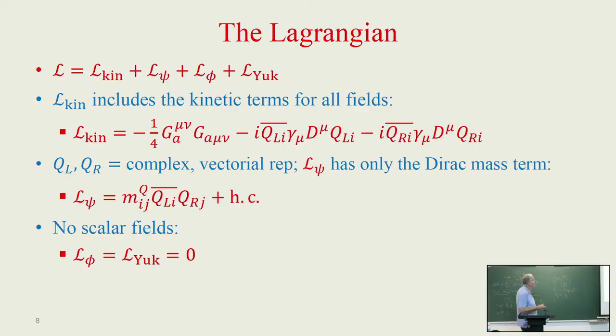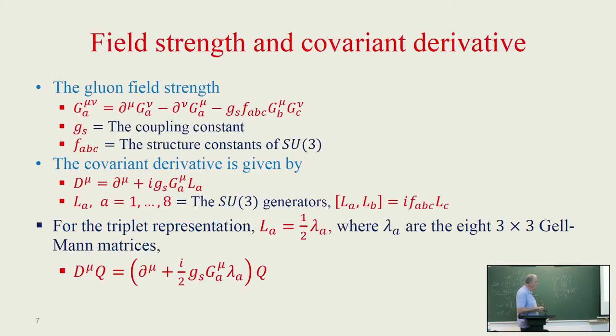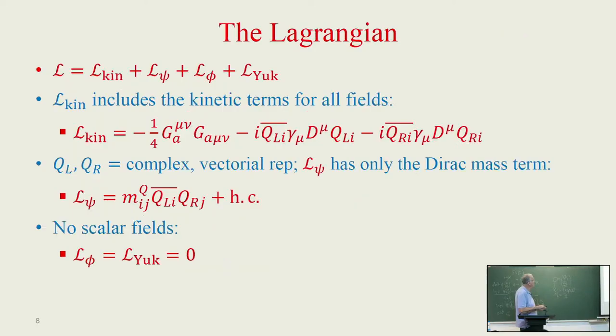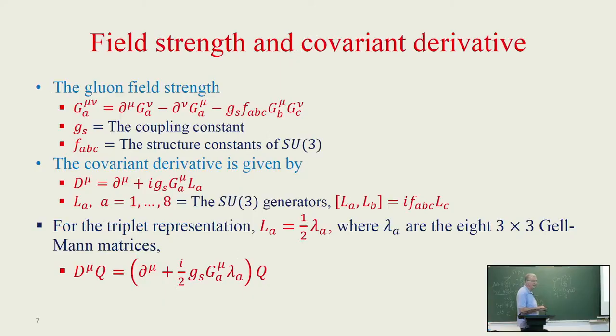So here is the Lagrangian for the model that I presented. L kinetic, the kinetic terms for all the fields. So this is for the gluon field. This is for the left-handed quark fields. This is for the right-handed. And D mu is what's written here. This is D mu acting on Q. That's what it means when I say here D mu on Q. And G^a mu nu is what is written here.